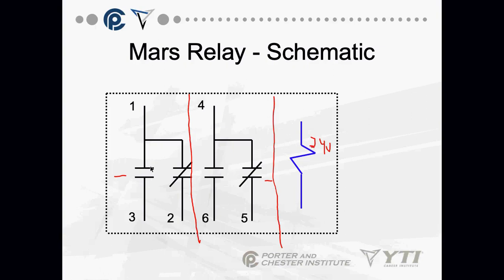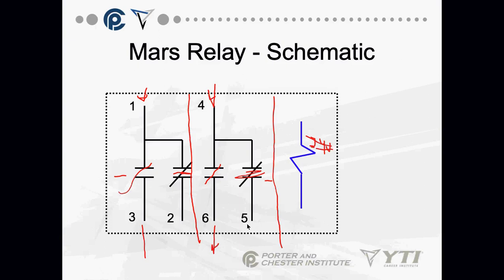Coil gets 24 volts. This closes. That opens. That closes. That opens. So whatever energy is being put in here will now come out of 3 and nothing out of 2. Whatever power is being put in on 4 will come out of 6 and nothing out of 5. When I turn this off, it goes back to its normal position, and 2 and 5 would be energized.